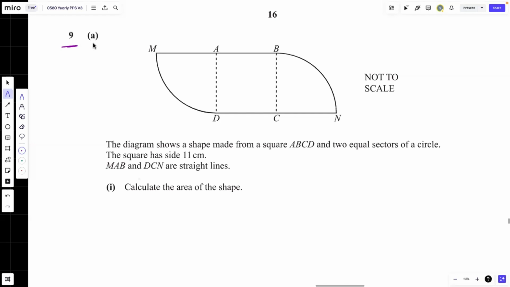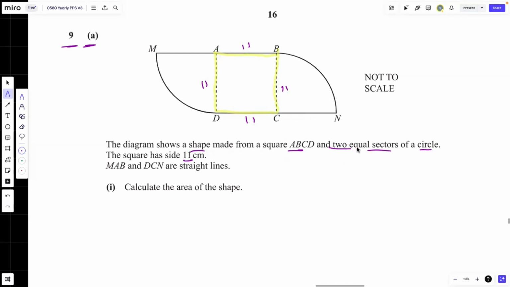Okay, so question 9 part A, we have a diagram that shows a shape made from a square ABCD. So that's the square that we have, having all 4 sides equal, and 2 equal sectors of a circle. So you have this as the sector and this as the sector. The square has side 11, so if this is 11, this is going to be 11, this is 11, this is 11.